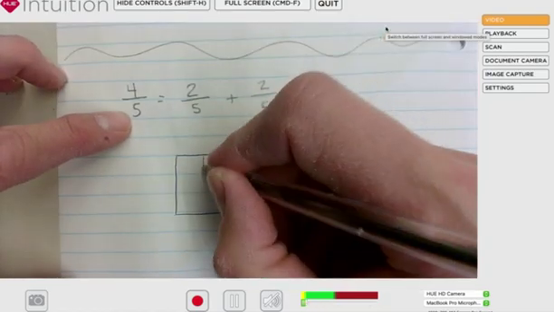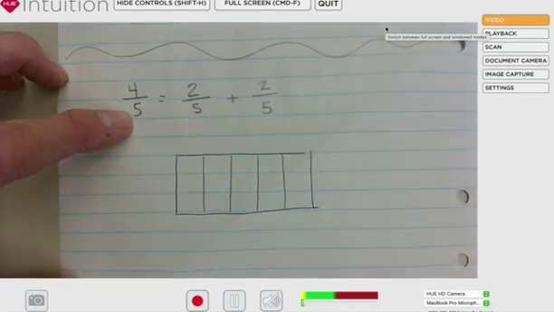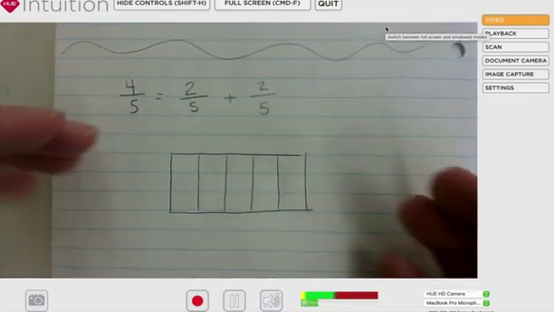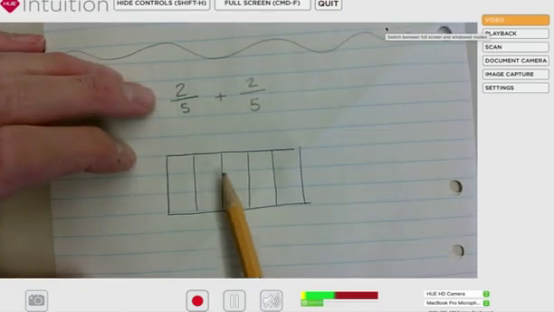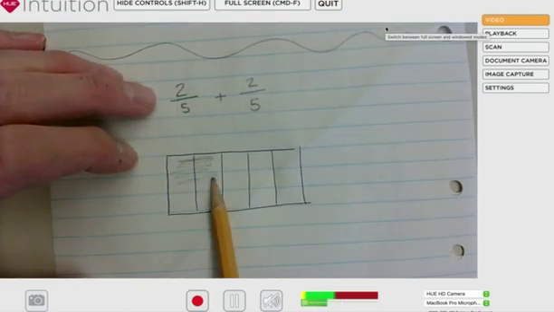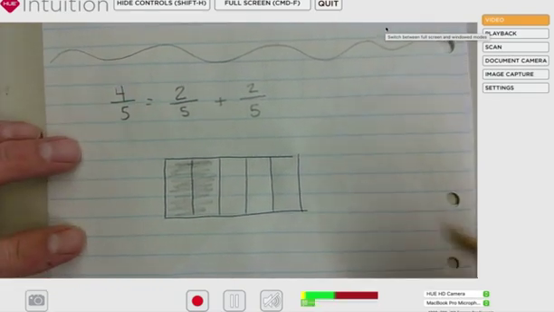Oh, let's see if I can do this. 1, 2, 3. Not bad. Okay. So 4 lines to create fifths. And you would want to shade in 2. You don't have to be super precise, it's fine. Good enough. Okay.